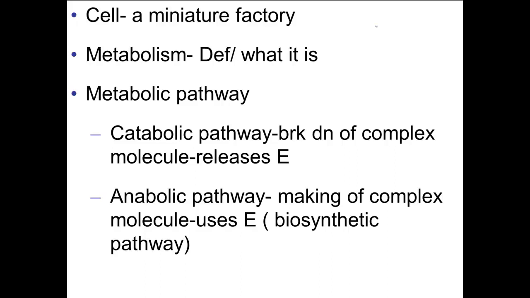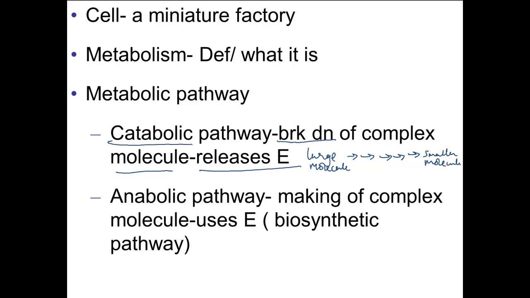Okay, metabolism is basically any pathway or any reaction or any series of reactions that are taking place. It can be catabolic or anabolic. Now, a catabolic pathway would mean breakdown of complex molecules which might release energy. So you will have a large molecule which is broken down stepwise by a series of reactions to smaller molecules, and this process can release energy. This is a catabolic pathway. An anabolic pathway, on the other hand, is where lots of smaller molecules are put together and you end up having a large molecule.